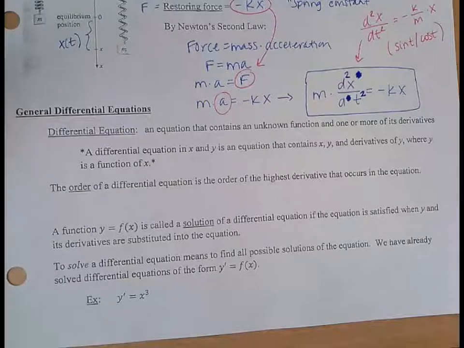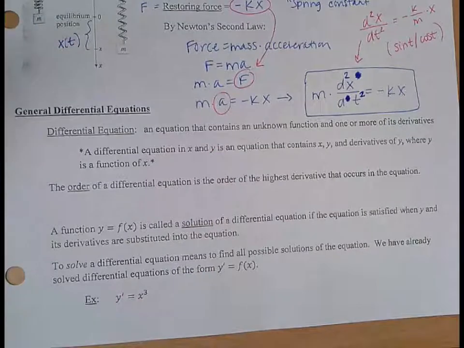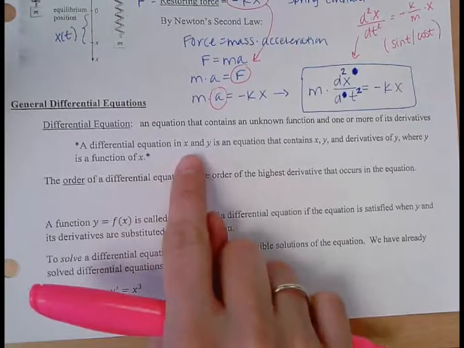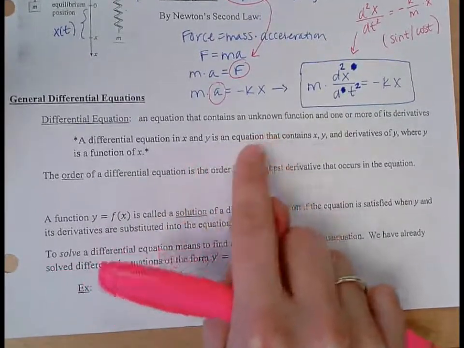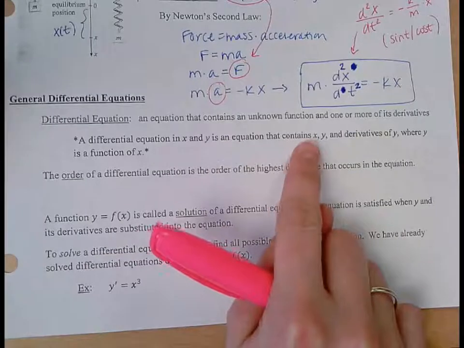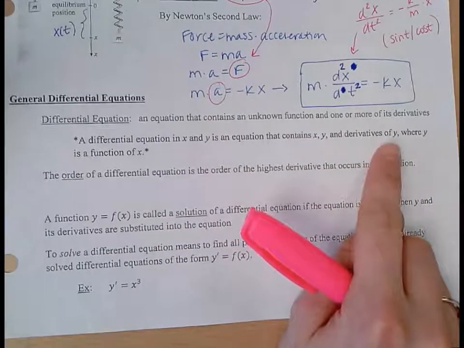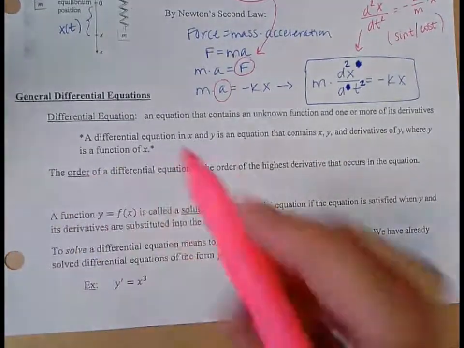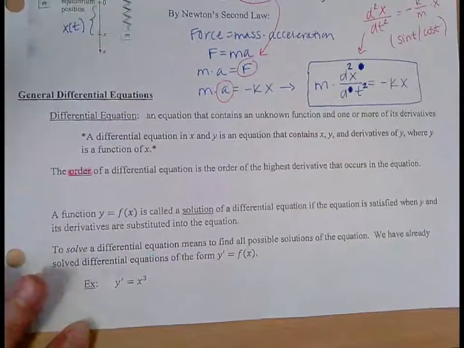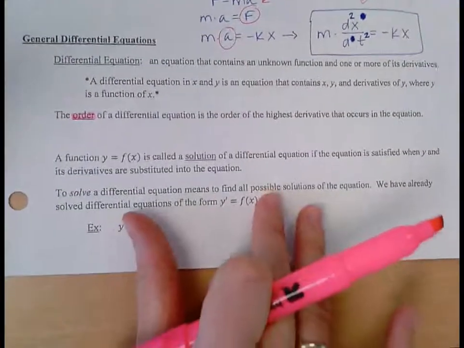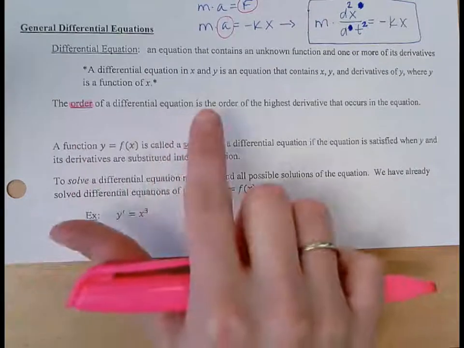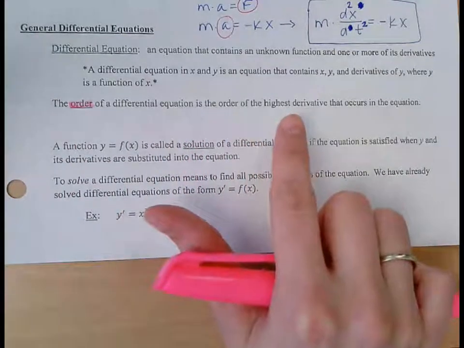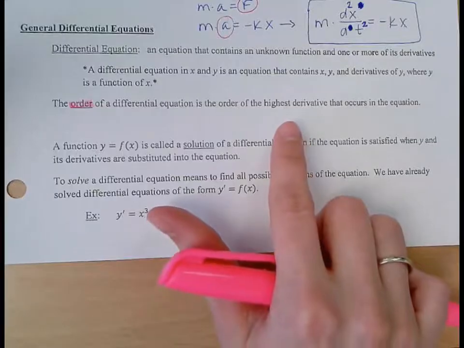So in general, a differential equation is an equation that contains an unknown function and one or more of its derivatives. So if you have a differential equation that has x and y as your variables, it would be an equation that would contain x, y, and then any derivatives of y, as long as y is a function of x. A differential equation has what's called an order. It's kind of like the degree of a polynomial. So the order of a differential equation is the order of the highest derivative that occurs in the equation.